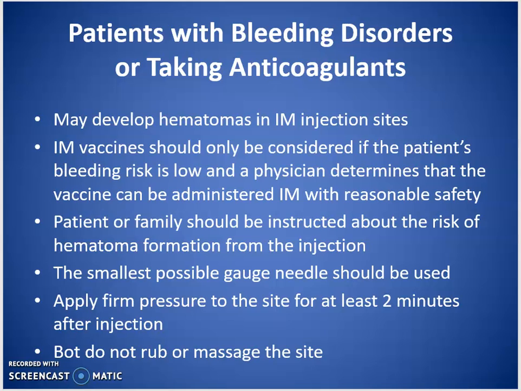In the case of a patient who is taking blood thinners or has a bleeding disorder, you should make them aware they may see a hematoma or a bruising at that site. You should try to use the smallest possible gauge you can get by with. And once again, that 25-26 gauge is pretty good. Apply firm pressure to the site for 2 minutes after injection. So that's after the needle's been removed, pressure down on the site. And you may or may not do this depending on protocol in the clinic you're at. Do not rub and massage the site.